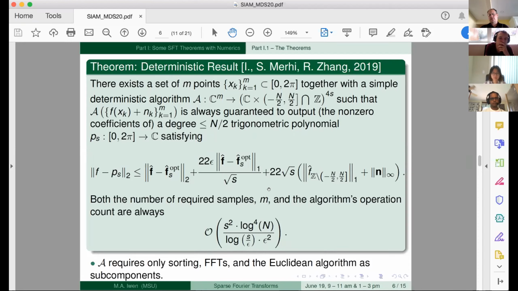And the number of samples as well as the runtime of the method is s squared times log factors of n. So first thing, this is a sublinear time sort of algorithmic result because when s is small, less than square root of n plus, a little bit, this algorithm is going to produce this approximation faster than the time it takes to simply enumerate the basis functions that might have to be there, right? So it's sublinear in the basis size.